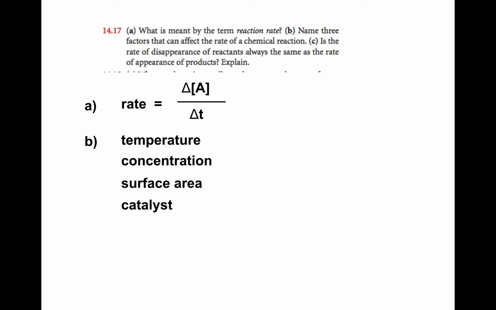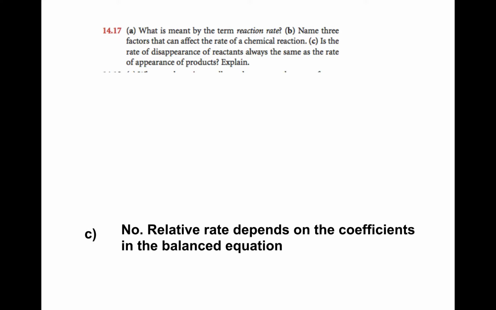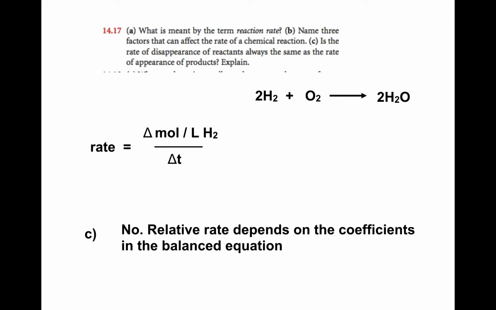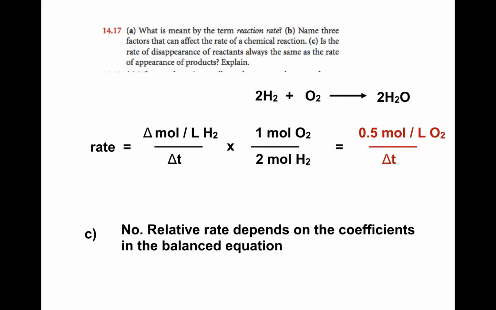C. Is the rate of disappearance of reactants always the same as the rate of appearance of products? Explain. No. Relative rate depends on the coefficients in the balanced equation. For example, if I'm comparing the rate of disappearance of hydrogen versus the rate of disappearance of oxygen, according to the equation, for every 2 moles of hydrogen disappearing, you're only losing 1 mole of oxygen. So that equates to half the rate. For every 1 mole of hydrogen disappearing, you're only losing half a mole of oxygen.